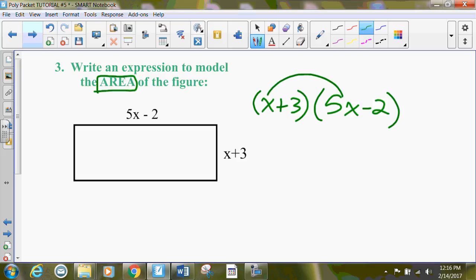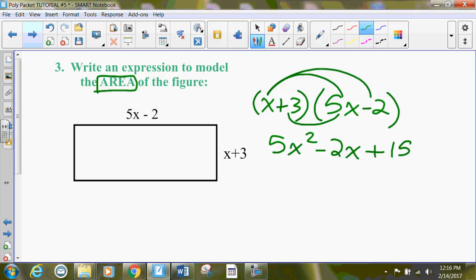And we know what to do when we see this, because we keep doing it over and over again, right? x times 5x is 5x squared. x times negative 2 is negative 2x. 3 times 5x is 15x. And 3 times negative 2 is negative 6. Are we done? No, we've got like terms.